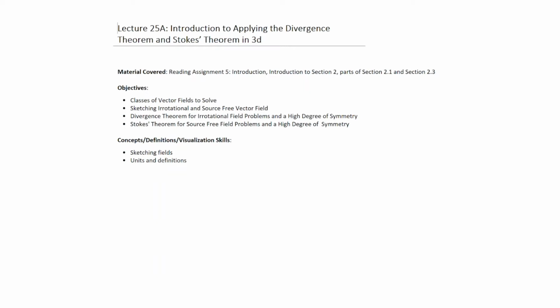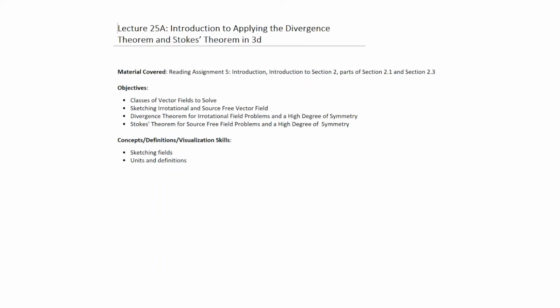Next is the divergence theorem for irrotational field problems, and basically under what circumstances we can use it, particularly when there's a high degree of symmetry. And lastly, Stokes theorem for source-free field problems, and again, under certain conditions, we can apply Stokes theorem, that is when a high degree of symmetry exists.